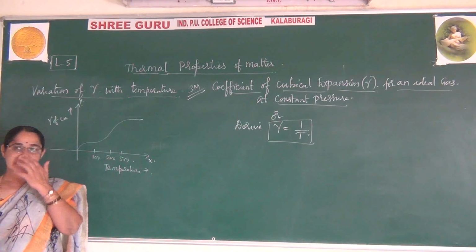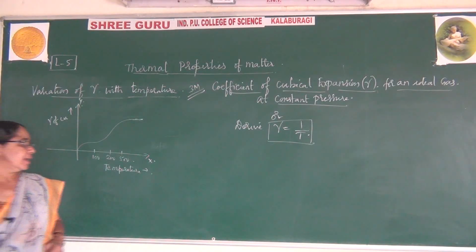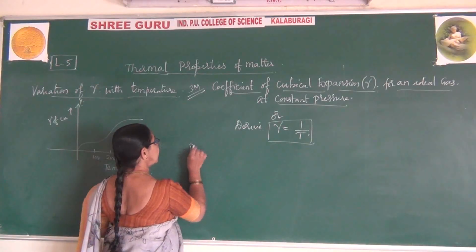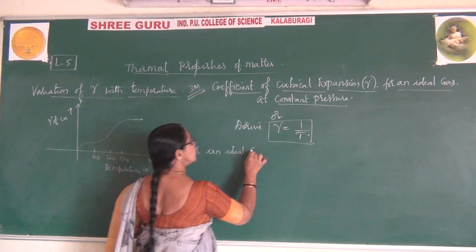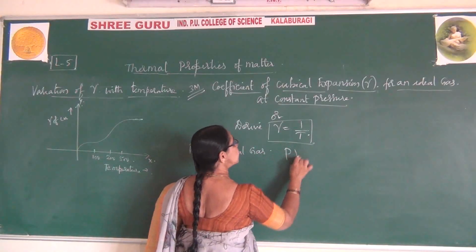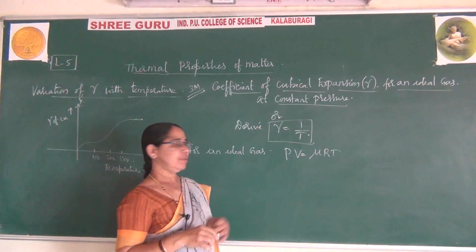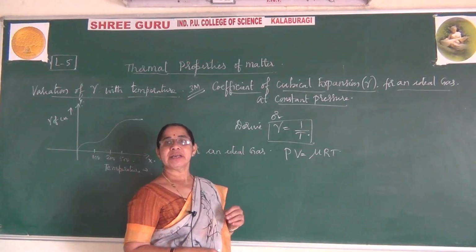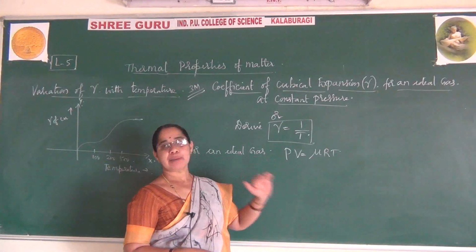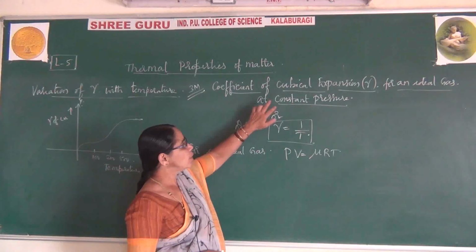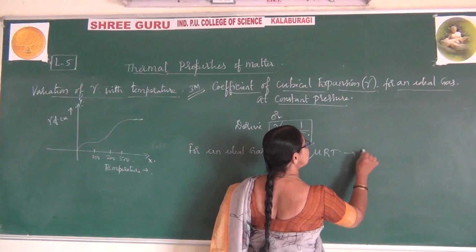For this you can take an ideal gas. You already know from the last class, for an ideal gas, what is the formula? PV is equal to mu RT. P is pressure, V is volume, mu is the number of moles present, R is the universal gas constant, T is absolute temperature. This is equation 1.